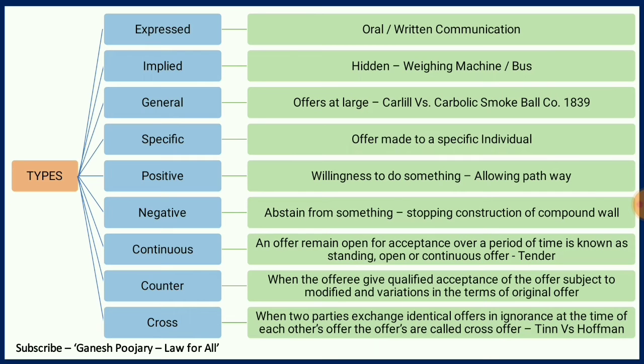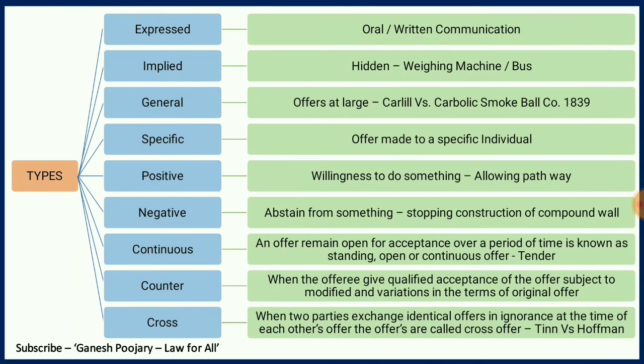Same with the case of a weighing machine which is kept in a public place. You can use such a facility because that is an implied offer. By keeping that in a public place, they are making you an offer to use it if you want to. So those are the examples for implied offer. The biggest difference between expressed and implied offer is, in expressed offer there will be oral or written communication, whereas in implied offer there may not be any oral or written communication, but by doing something they are offering. For example, in the case of the bus, by giving the stop at the bus stand, they are giving an offer to you to board and travel in the bus. So that is all about implied offers.